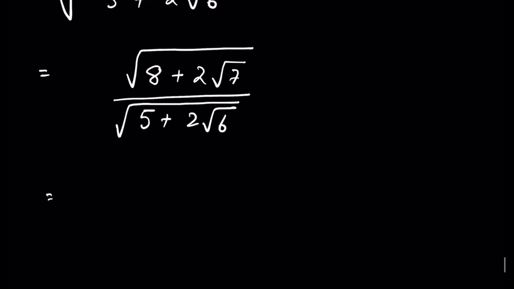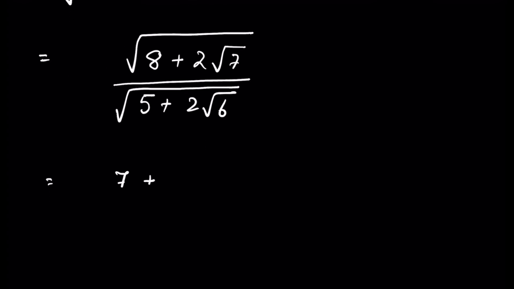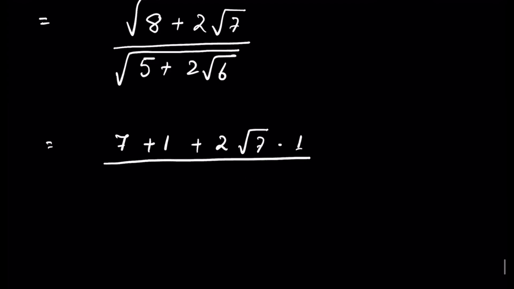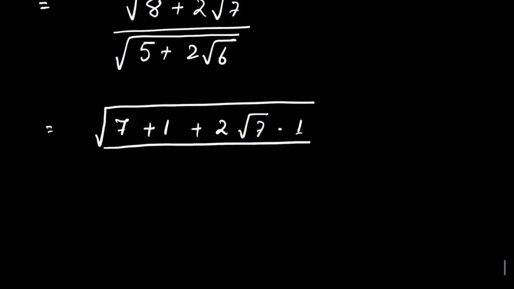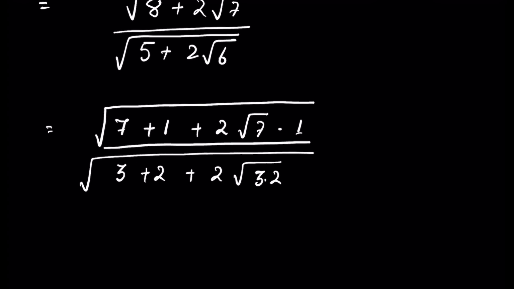Now 8 we can write as 7 plus 1 plus 2 times square root of 7, and here we can write times 1, there is no change, upon 5 we can write as 3 plus 2 plus 2 times square root of 6 as 3 times 2 under square root, then all under square root.